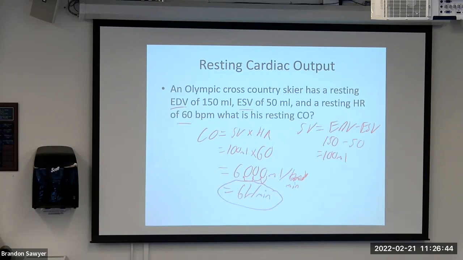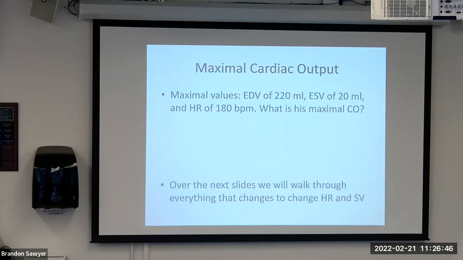Okay, all right. So that's our resting, and then we can look at our maximal here. So same thing. Let's calculate our stroke volume first. 220 mils minus 20 mils. Okay, so then we got 200 mils there, right, with a heart rate of 180. So we got cardiac output equals 200 mils times 180 beats per minute.